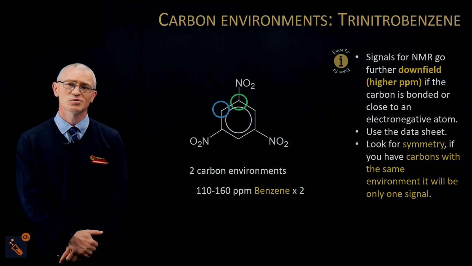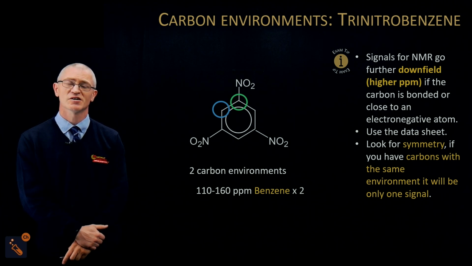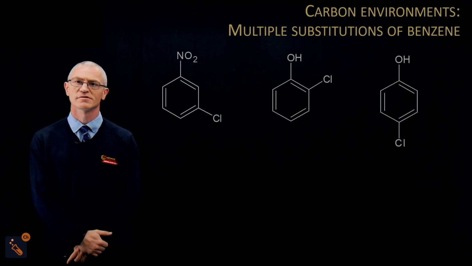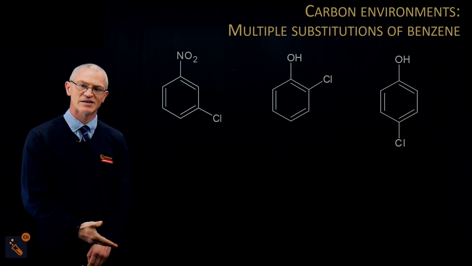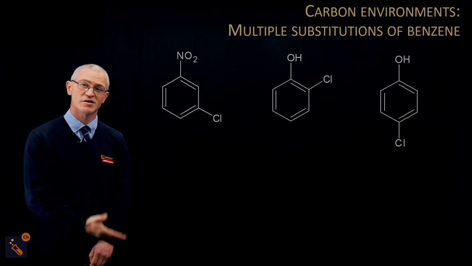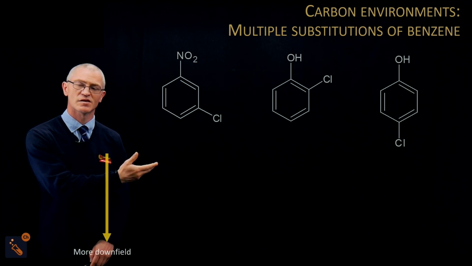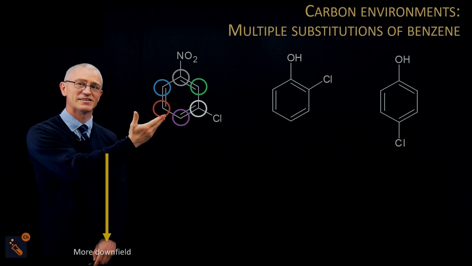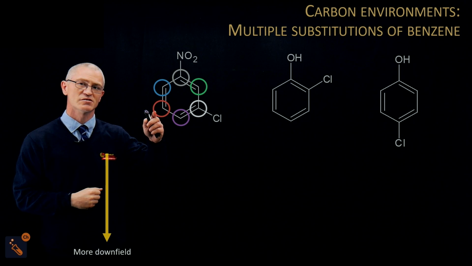So it's really important that you're used to the benzene area and look at your data sheet and know that that's roughly where it comes, because it will give you an indication as to whether benzene is around. Our next example is incredibly common, which is multiple substitutions of benzene. So we're going to list them in increasing downfield, as in, for example, higher ppm. So the lower they are down, the higher the ppm they are, the more downfield. Okay, so first of all, this has 6 different environments because there's no symmetry around there.